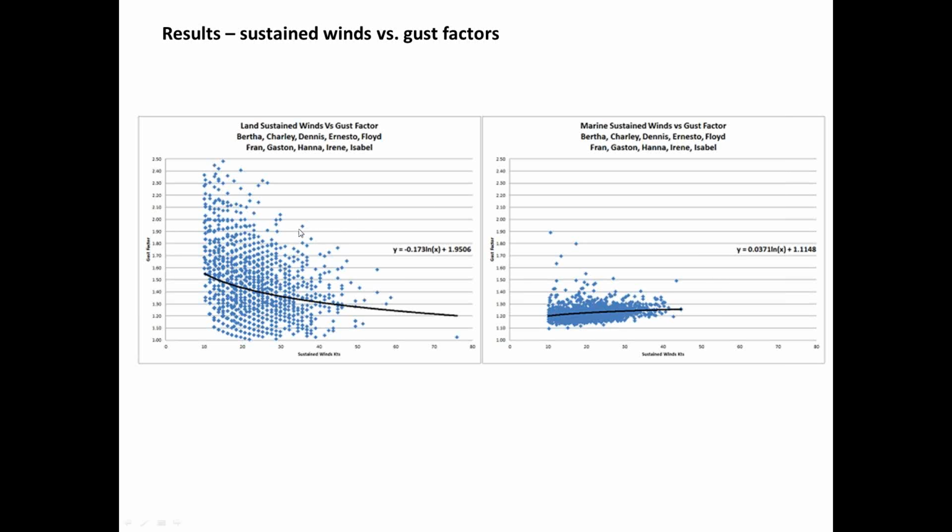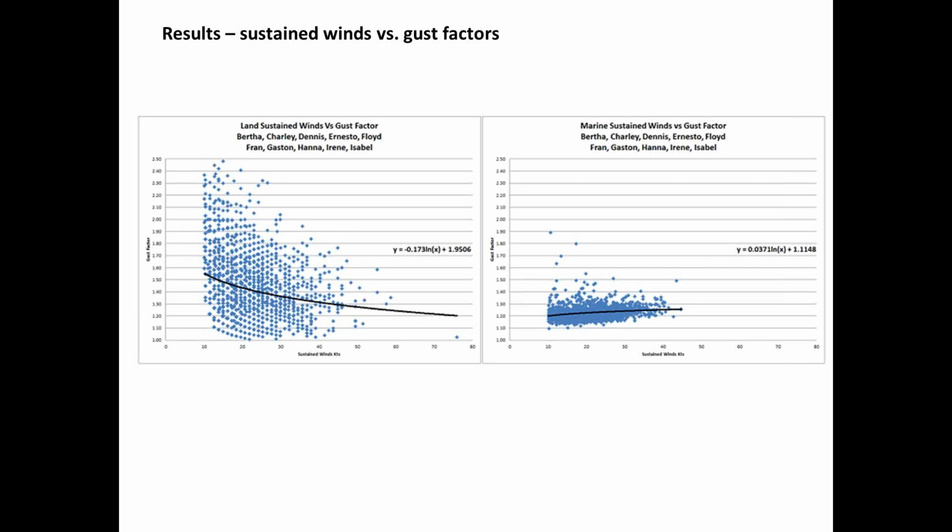So real quickly, looking at the results, what you'll see here on the left side is a plot for the land locations, and on the right, the marine locations. Each dot on these scatter plots represents a gust factor with a sustained wind. The sustained wind is shown on the horizontal axis, ranging from 0 to 80 knots, and the gust factor is on the vertical axis, ranging from 1 to about 2.5. So each blue dot is either an observation or sometimes multiple observations at that point.